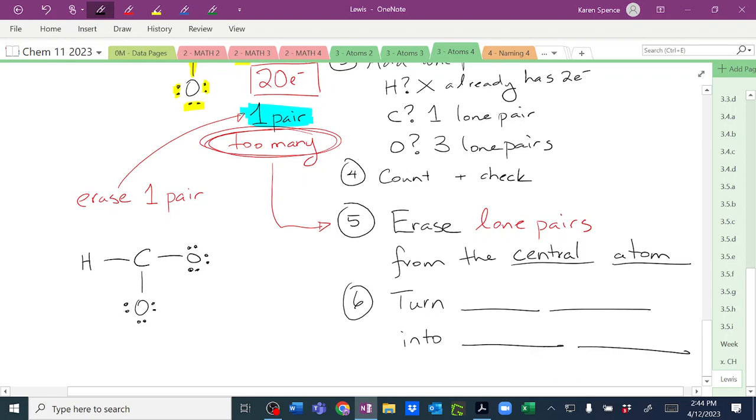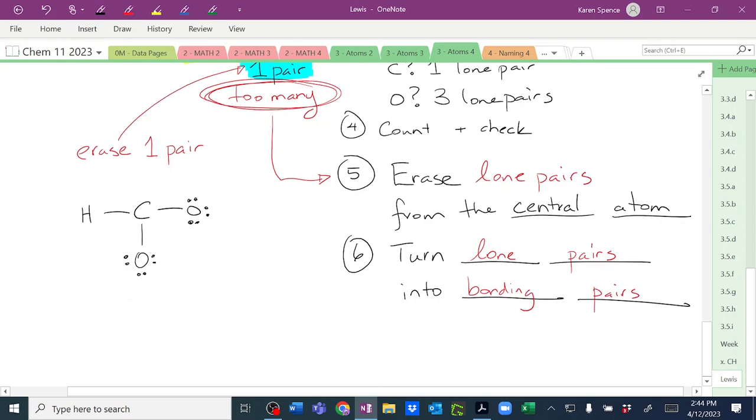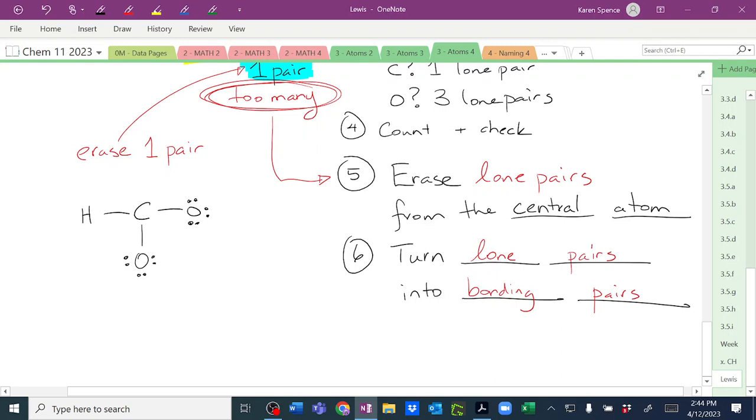And then step 6, we're turning something into something. We are turning lone pairs into bonding pairs. And we're always going to, if we erased one pair, turn one lone pair into a bonding pair.